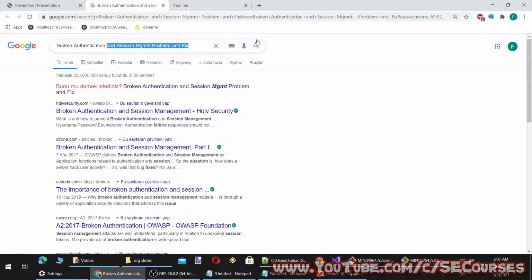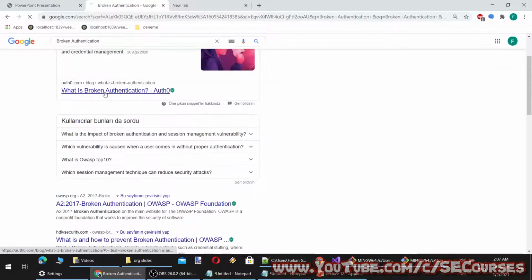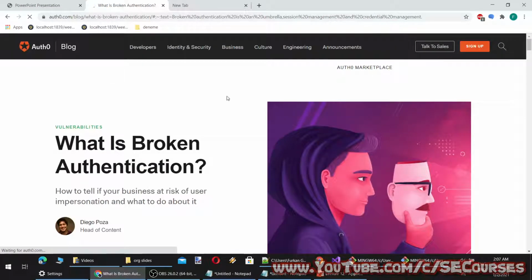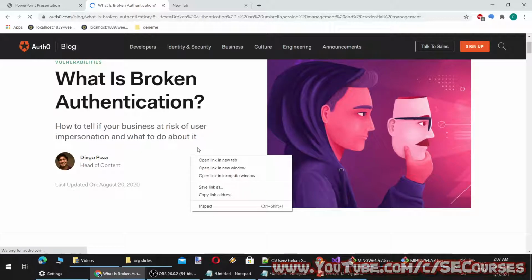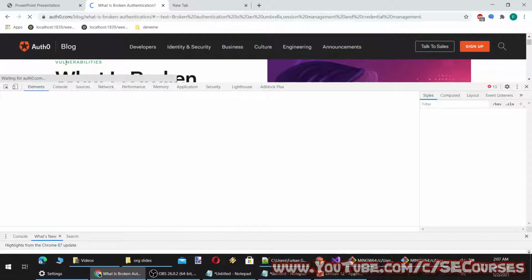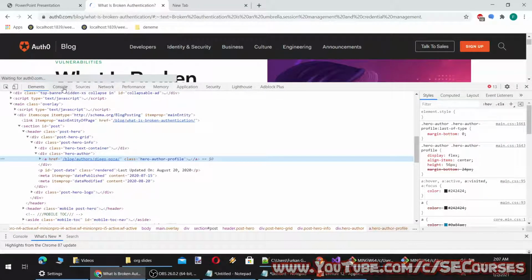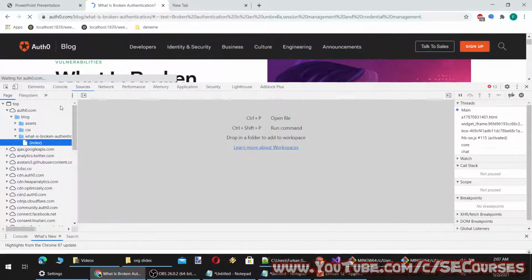Okay. Let's open this block, for example. Now this web server has generated an ID for me. When I click inspect, and when I go to the cookies, let's see.